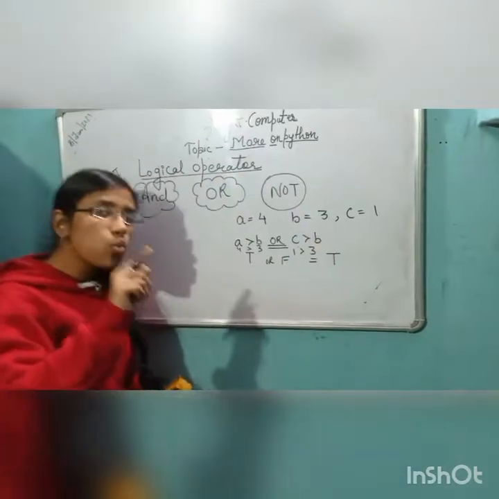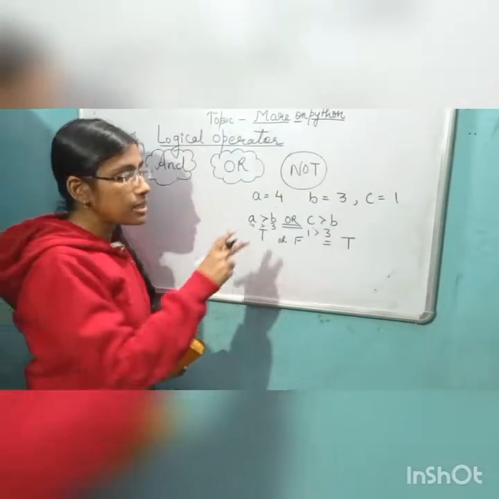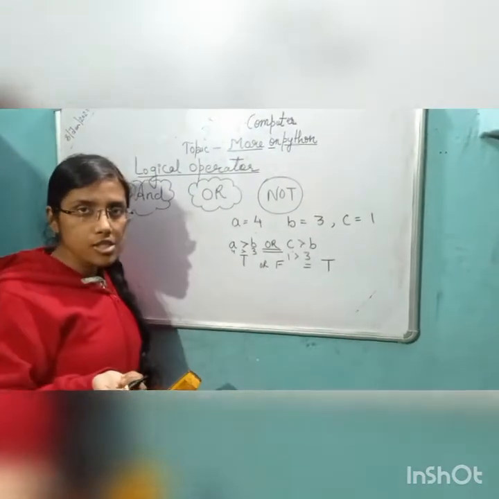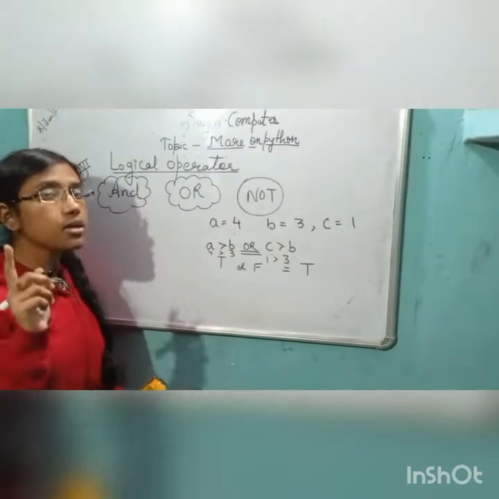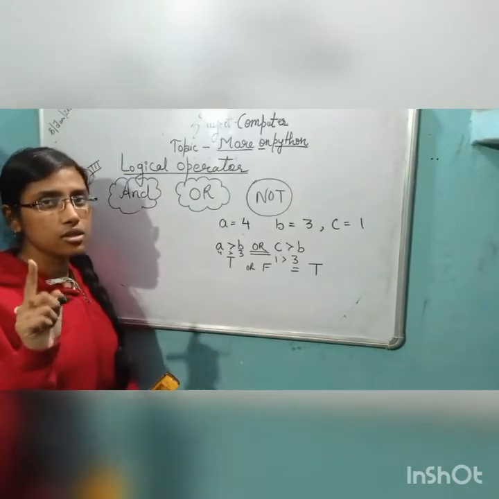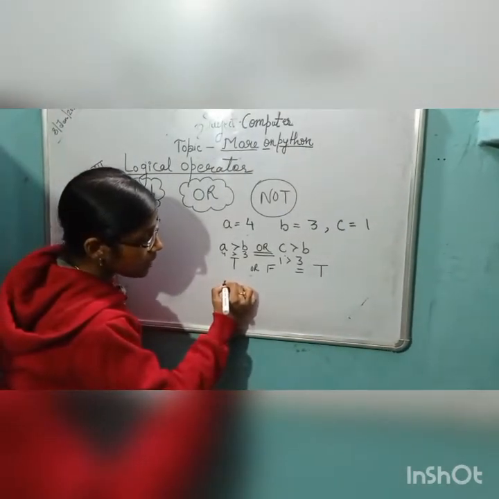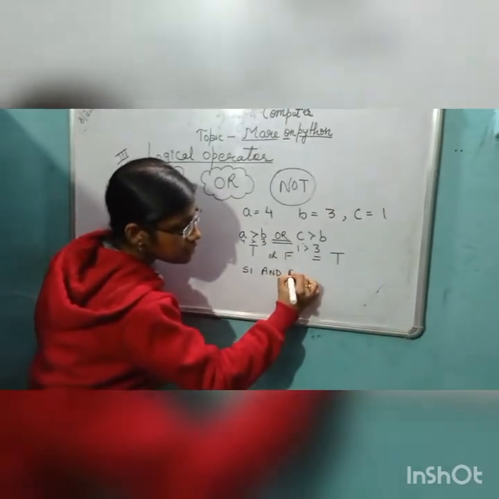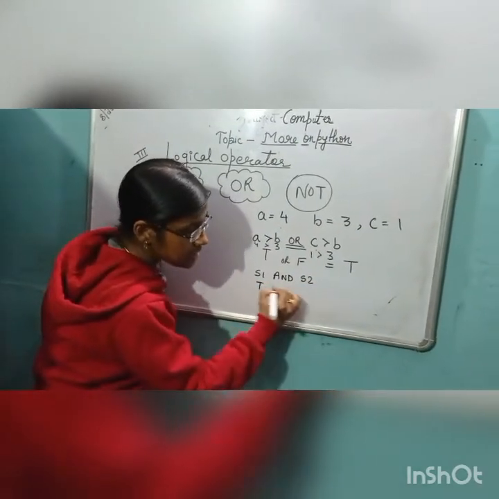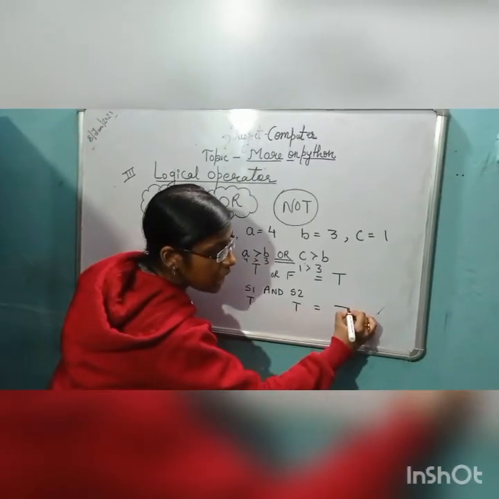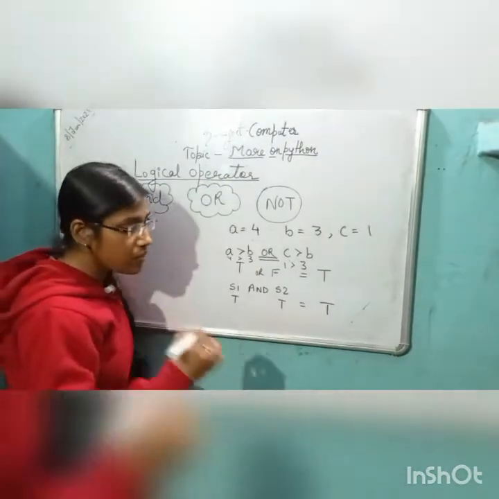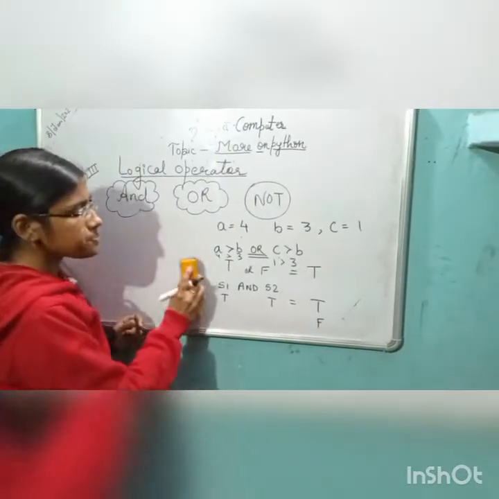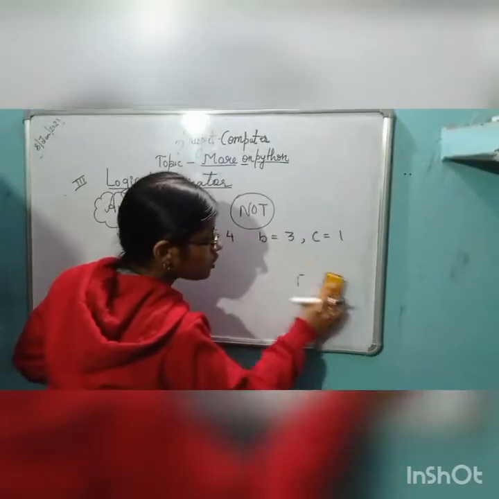But in the case of the AND operator, if any one of the statements is false, the output will not be true. Say you are using the AND operator between two statements: if both the statements are true, then only the output is true. Otherwise, the output will be false. Okay. Now coming to the NOT operator.